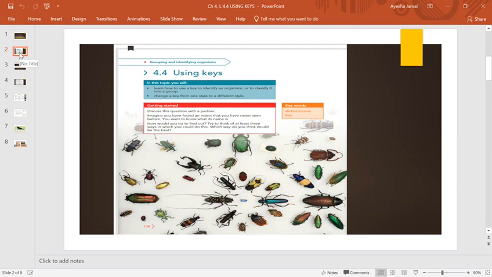Now imagine, student, you have found an insect that you have never seen before and you want to know what its name is. How would you try to find it out? Try to think of at least 3 ways in which you could do this. Which do you think would be the best?